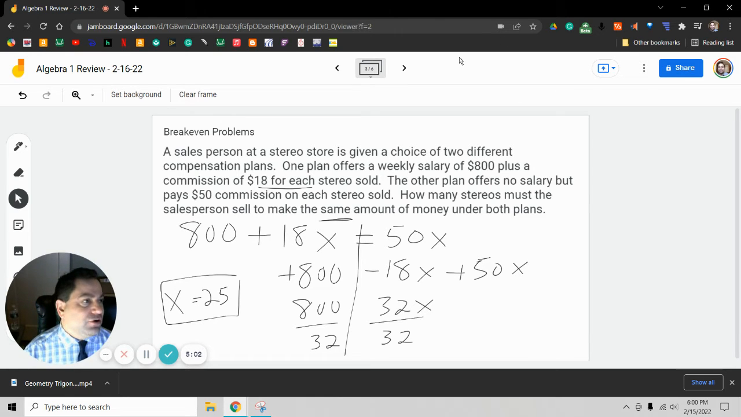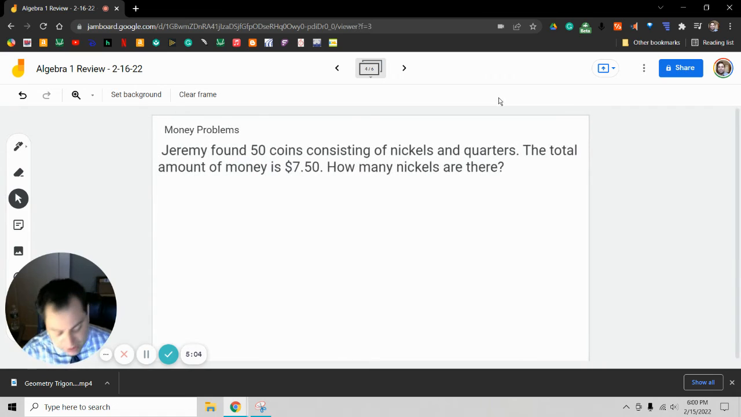All right, let's try another example here. This example has to do with money. It's a money problem. So Jeremy found 50 coins consisting of nickels and quarters. The total amount of money is $7.50. How many nickels are there?